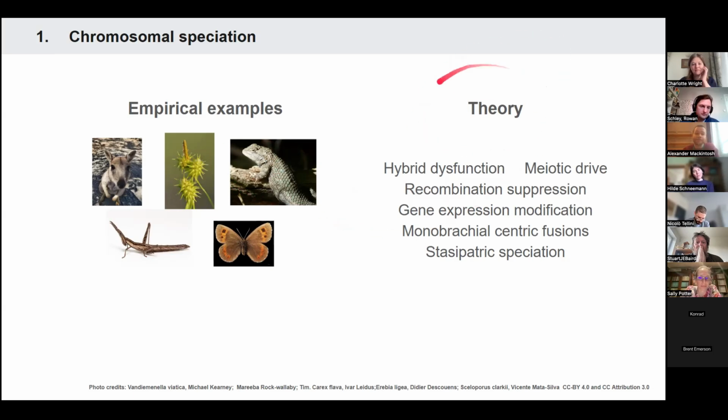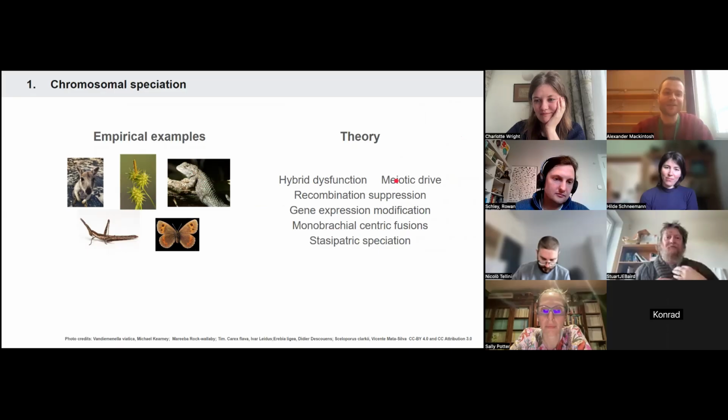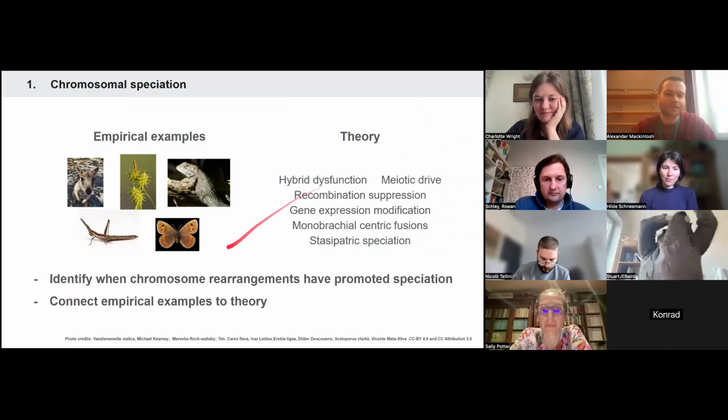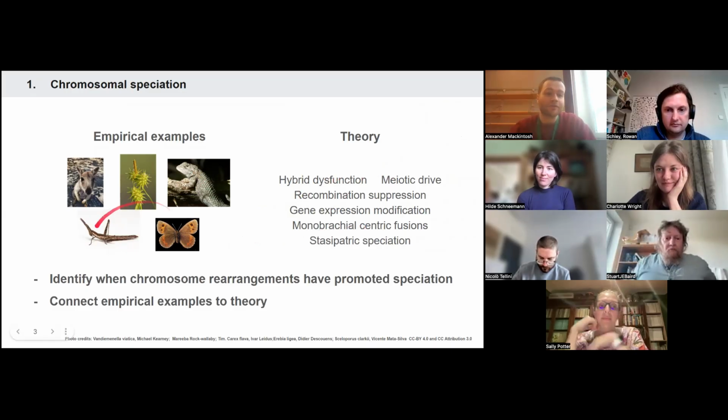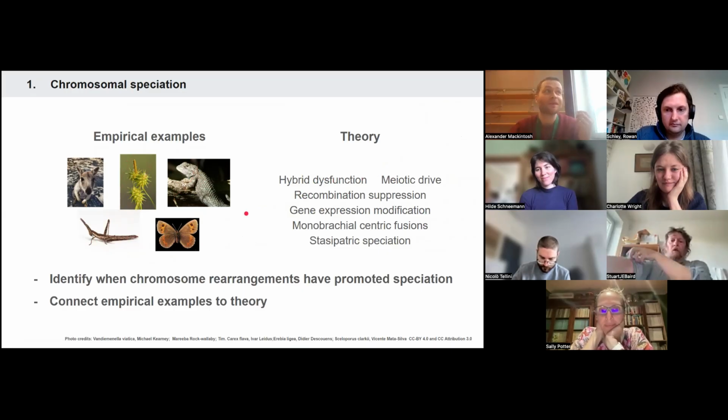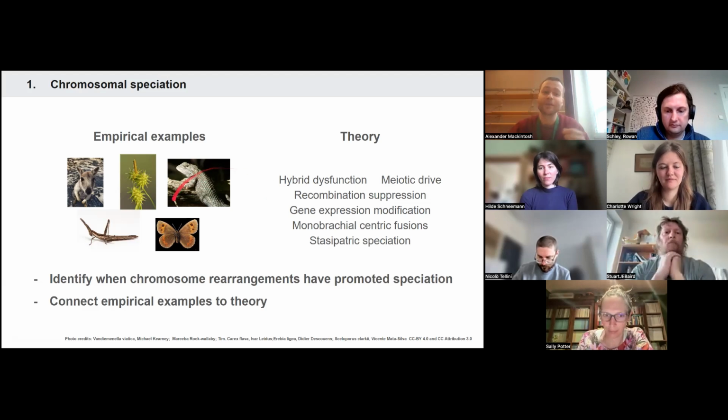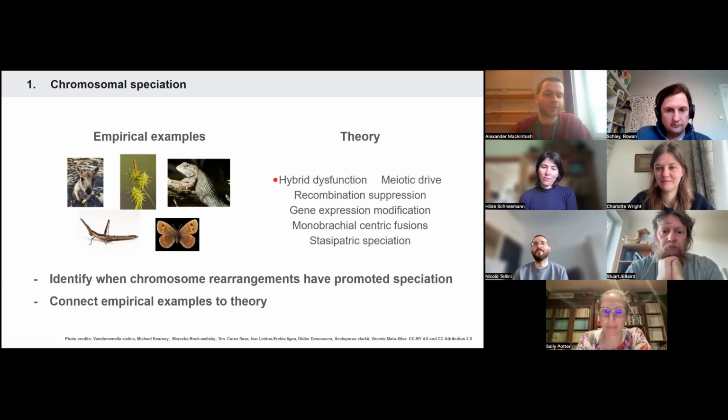We also have plenty of theory. People have written whole books actually about how chromosomal speciation can happen. Some of these models or theories are compatible with one another, others less so. And so I think the focus now as speciation researchers is to revisit quite many of these examples and ask in which cases do we find that it really is the chromosome rearrangements driving speciation, as perhaps in some of these cases, rearrangements are just coincidental with the speciation process.